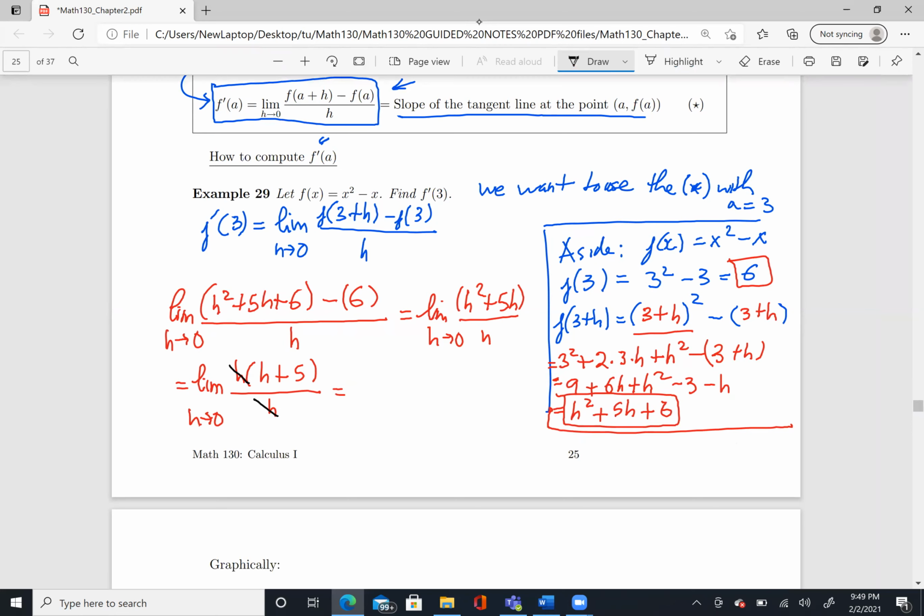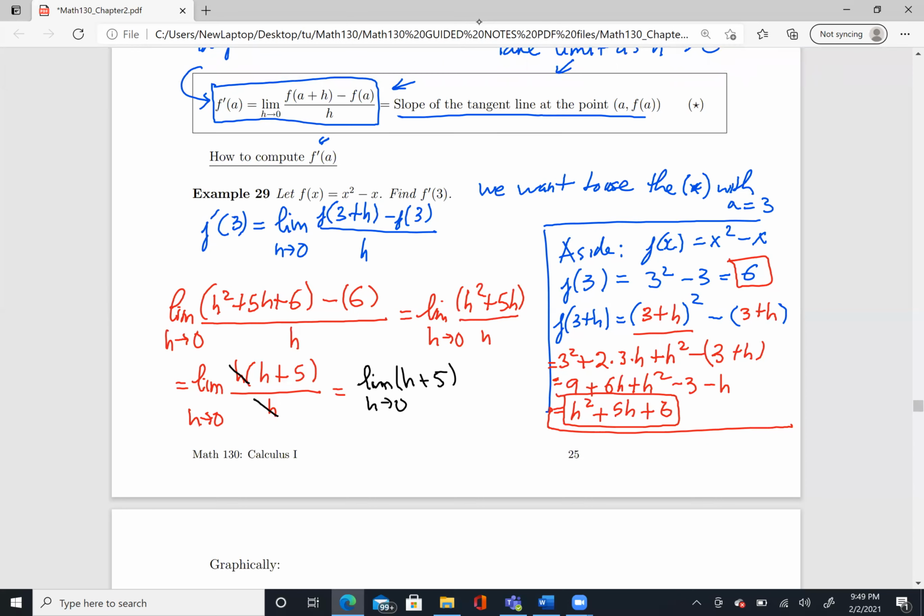So now you should have only the limit of h plus 5 for h going to 0. And you can directly substitute now, which equals 0 plus 5, and that's going to give you 5 as the answer. So this is f derivative of 3 equals 5. So the answer is here.